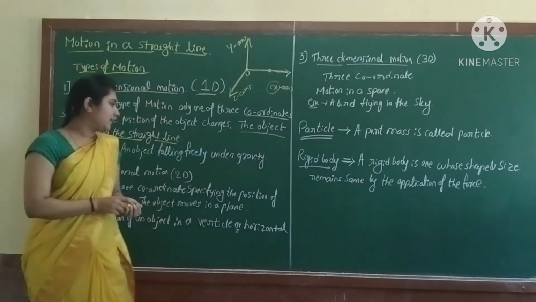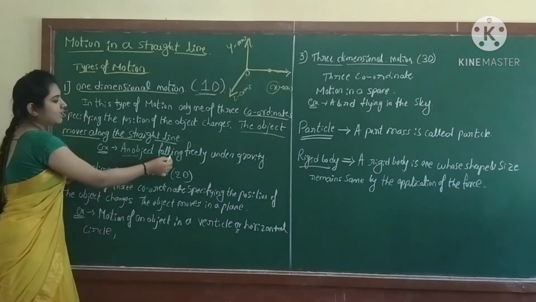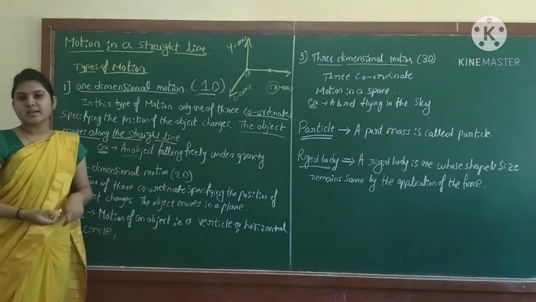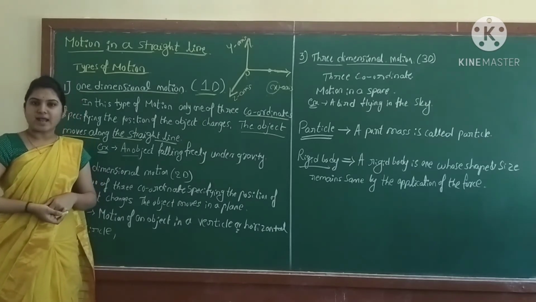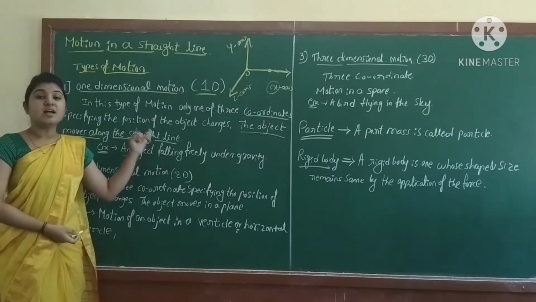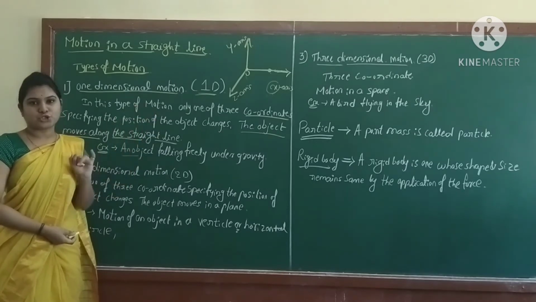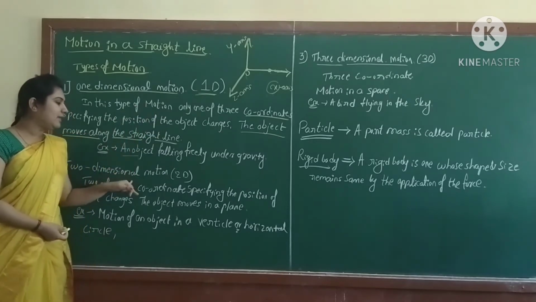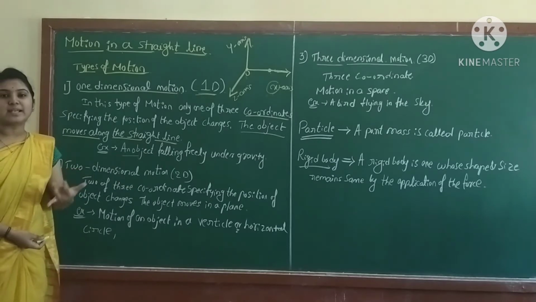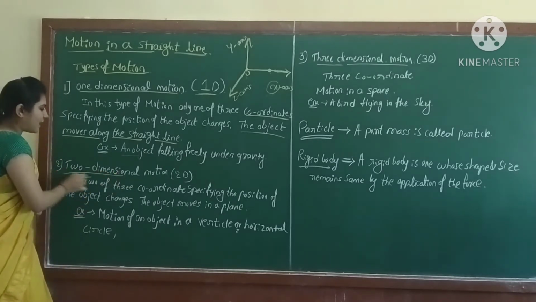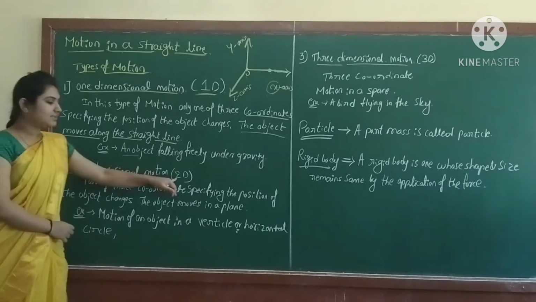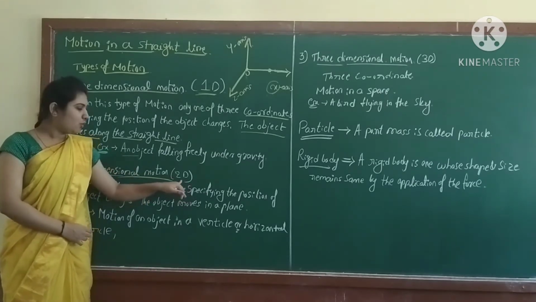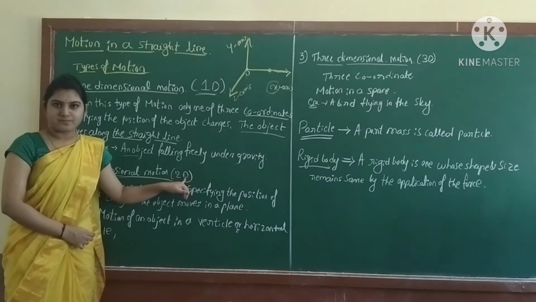Yes, that is what they have given here: an object falling freely under gravity. The object will fall freely under gravity, and you can take it as one dimensional motion. Understood? So similarly, now the second type, that is two dimensional motion. Two dimensional means 2D. Understood?